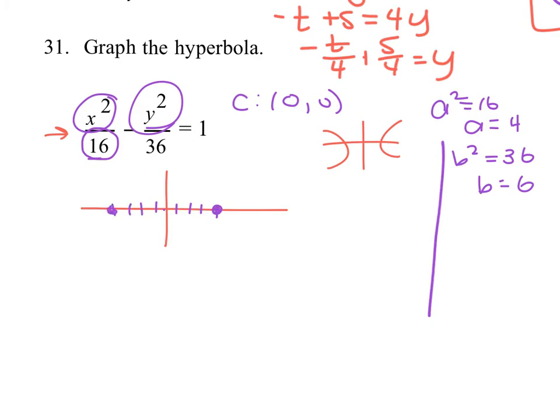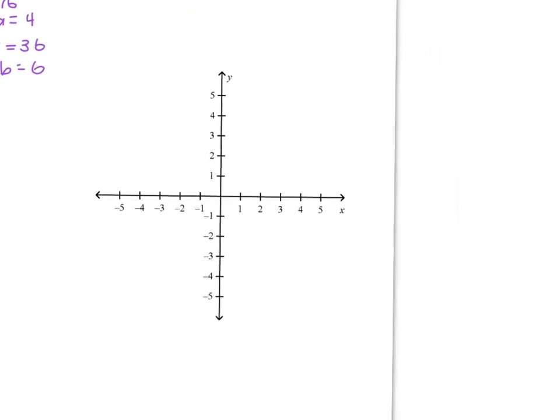And then the vertical axis is the minor axis this time. 1, 2, 3, 4, 5, 6. 1, 2, 3, 4, 5, 6. And I should actually be doing this on the graph I provided for you. So let's do that here.